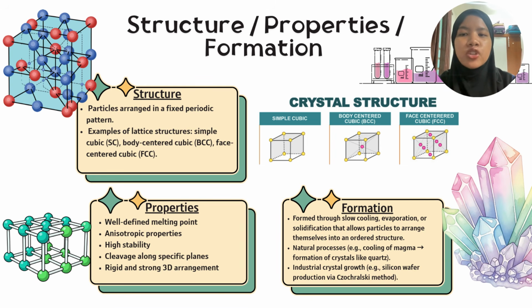They are also anisotropic, which means their properties can vary in different directions, and they also have cleavage along specific planes. These crystalline solids also have a rigid and strong 3D arrangement. And lastly is formation. Crystalline solids are formed through slow cooling, evaporation, or solidification, which allow the particles to arrange themselves into an ordered structure.